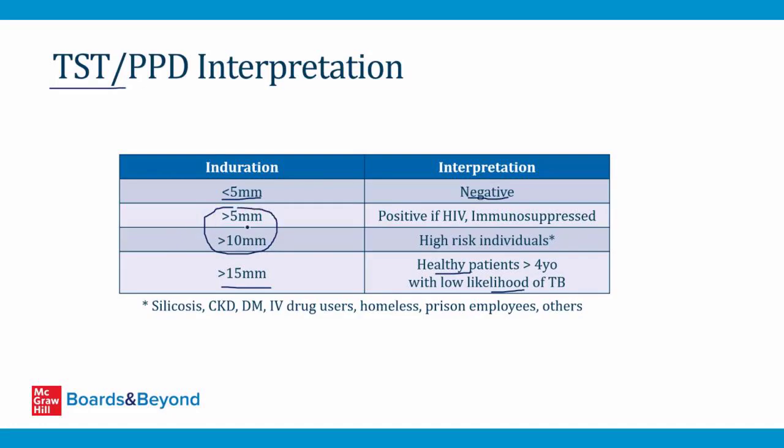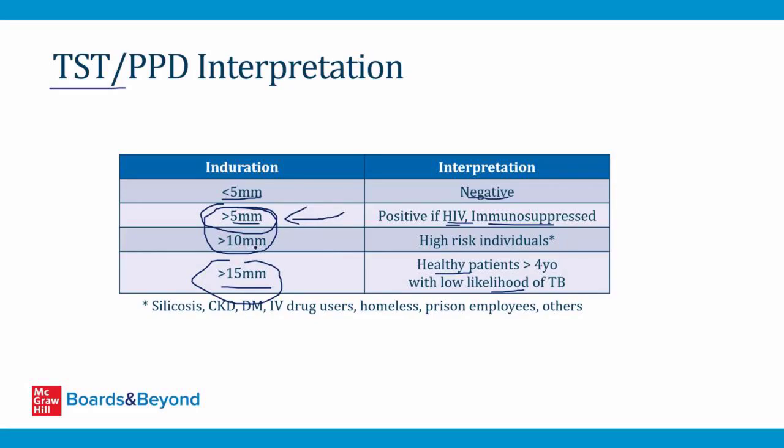has certain risk factors. So, for example, if the induration is between 5 and 10 millimeters and the patient has a history of HIV or they're otherwise immunosuppressed, then this is considered a positive result for latent TB. And the idea here is that if patients have immunosuppression, they can't generate the normal amount of induration that a healthy person would, so we accept lesser amounts of induration as a positive test.